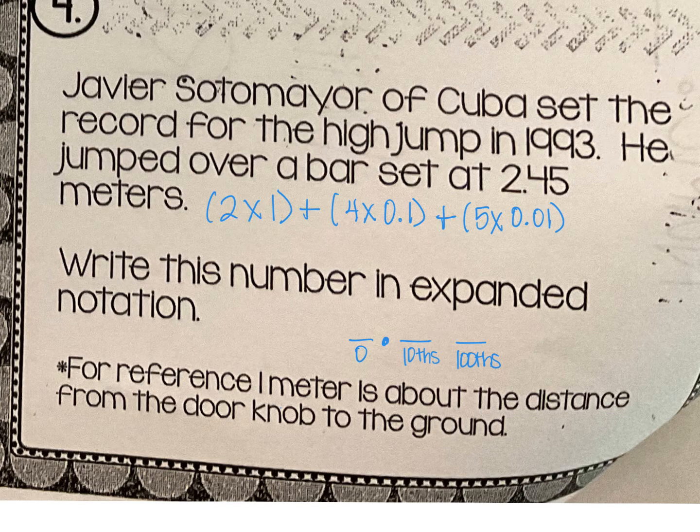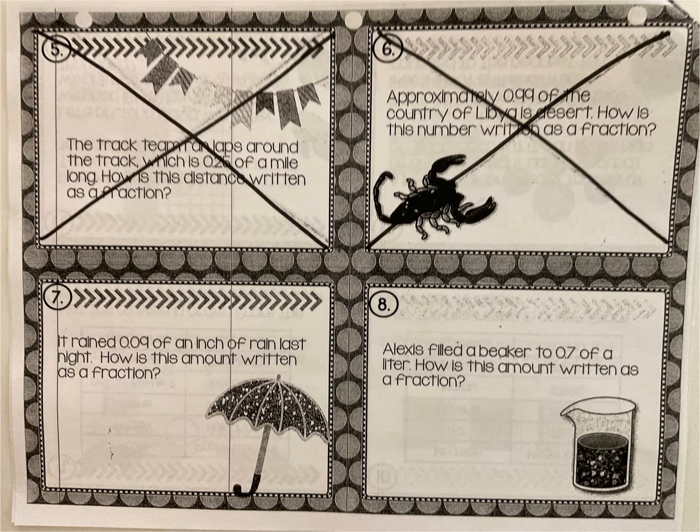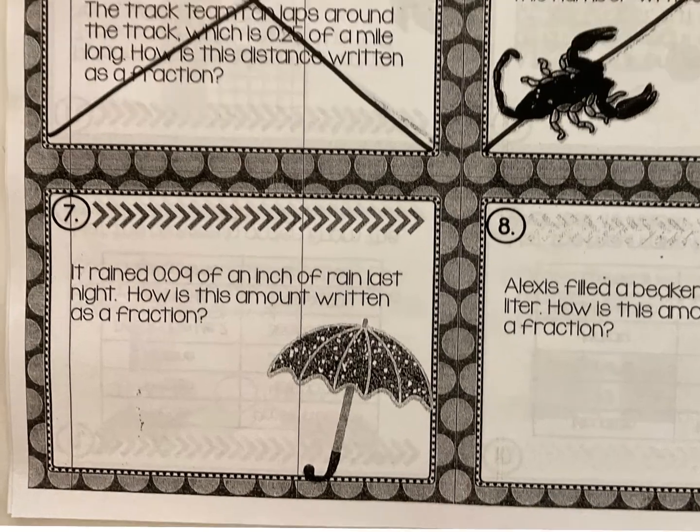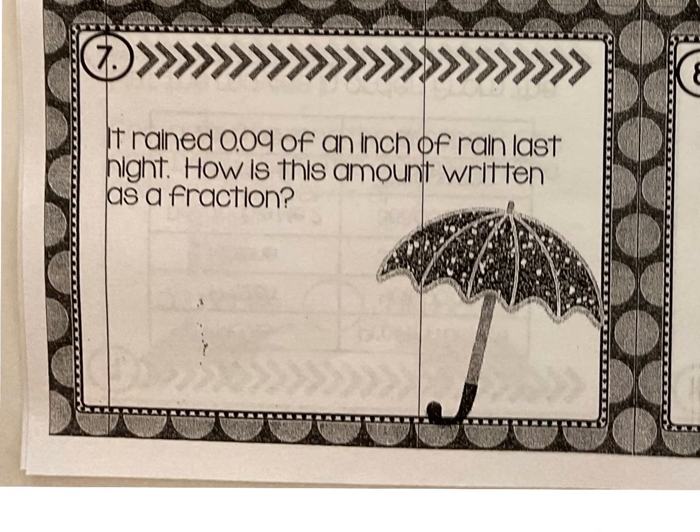Okay, everybody ready? Let's look at number 7. Let me erase this real quick. All right. It rained 9/100ths of an inch of rain last night. How is this amount written as a fraction? How would I write 9/100ths? If you're not sure, where could you go look?